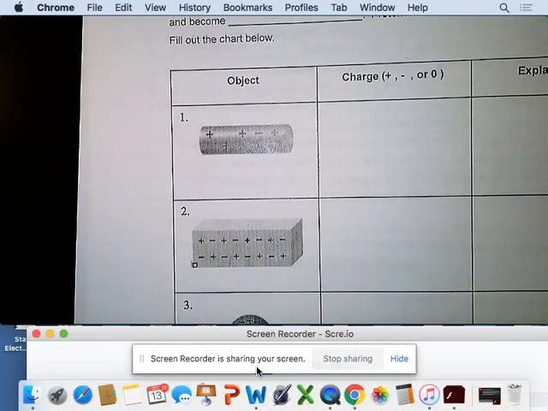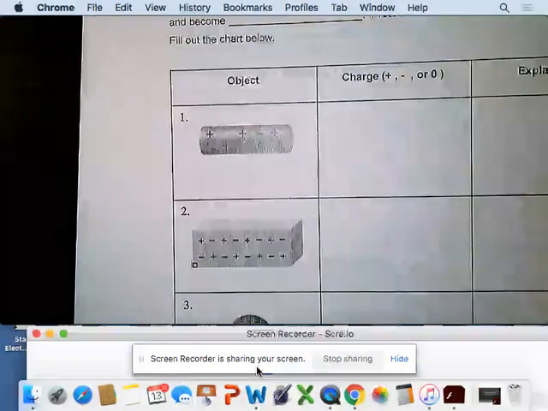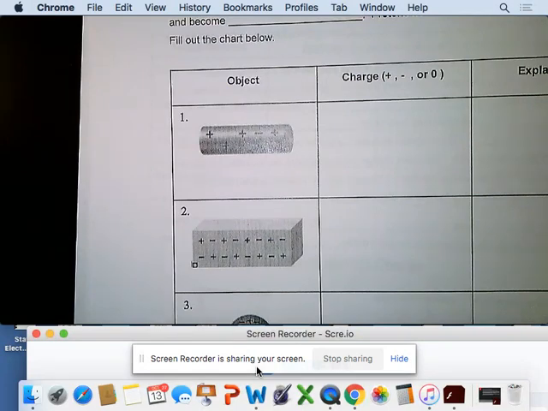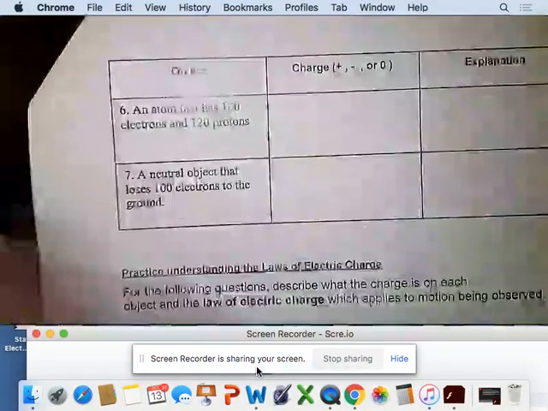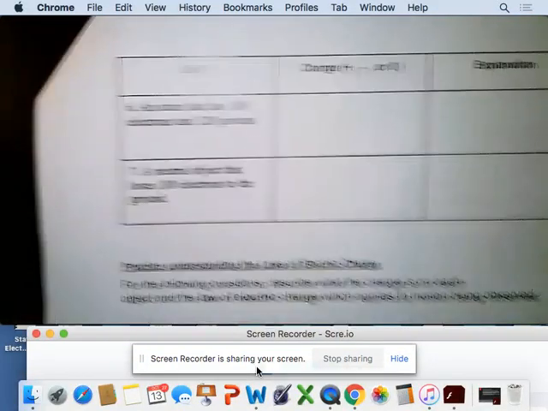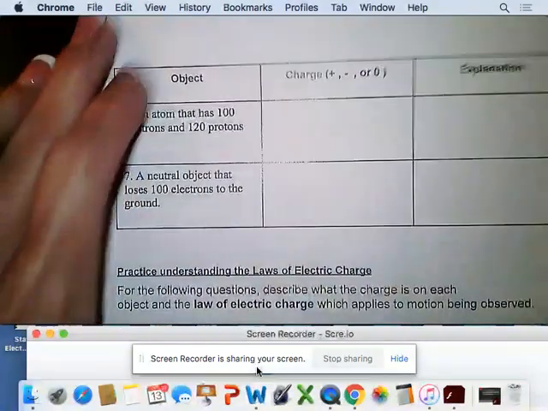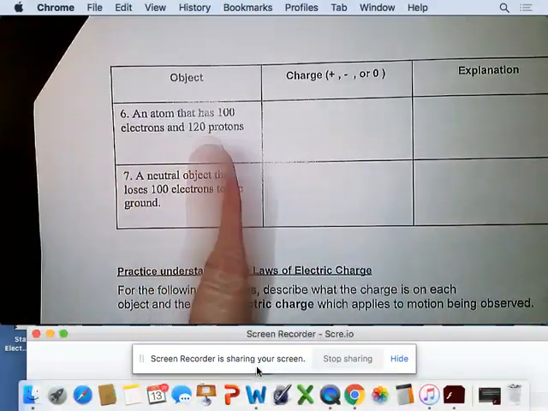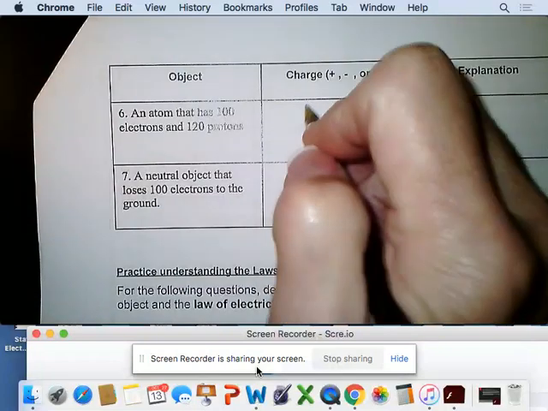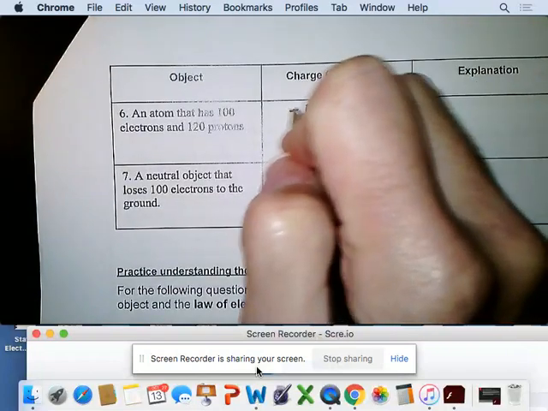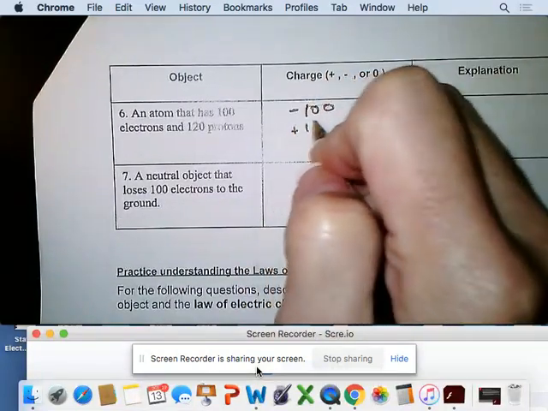Okay. Bye-bye. And then remember that if an object loses electrons, it becomes positively charged. So let's go ahead and kind of finish off some of these different scenarios. So an atom has 100 electrons and 120 protons. So what that means is it has 100 negatives and 120 positives.